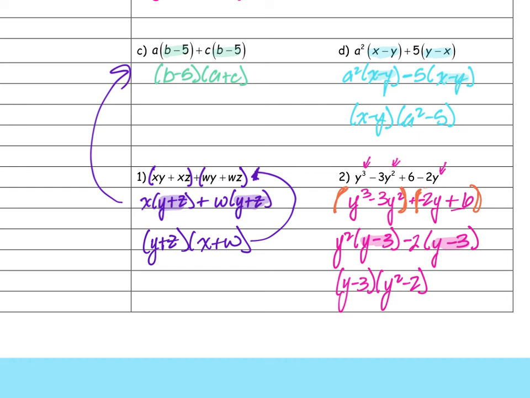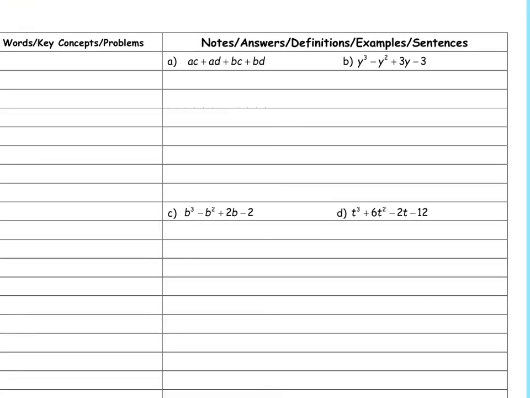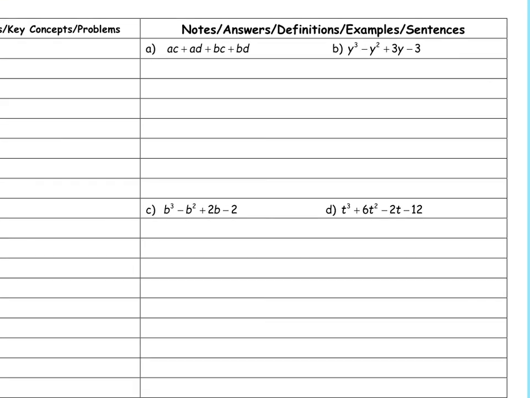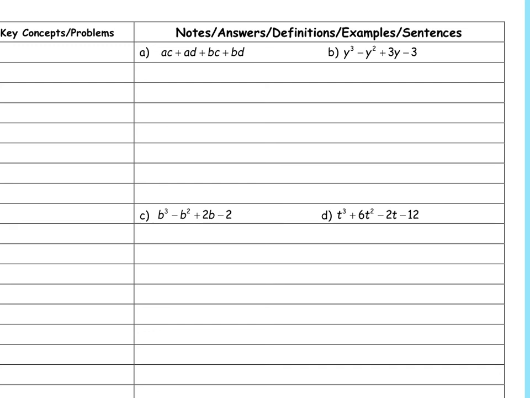Okay, so I've got y minus 3 times y squared minus 2. Okay? Not too bad. Sorry I forgot to write directions here on this page, but we're just factoring by grouping, so we're doing exactly what we just got done doing. So I'm going to give you a few minutes to work on that before we talk about it.